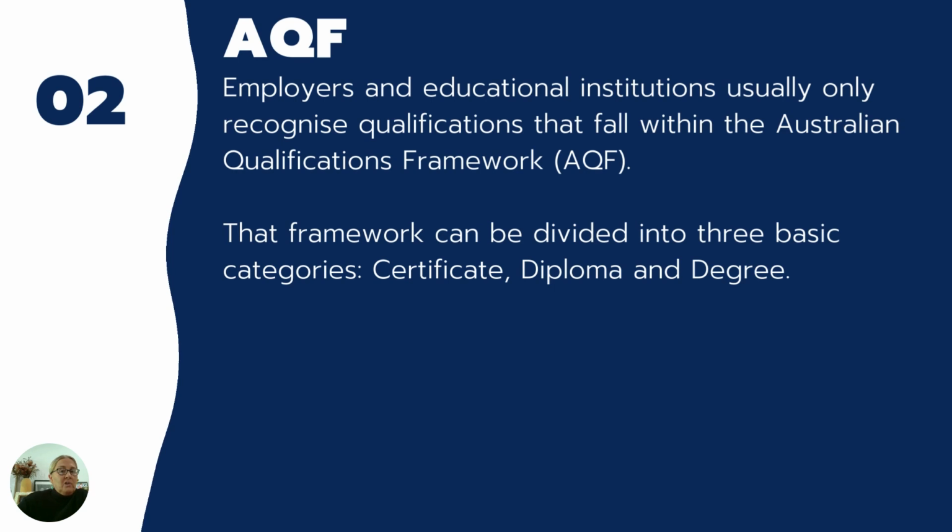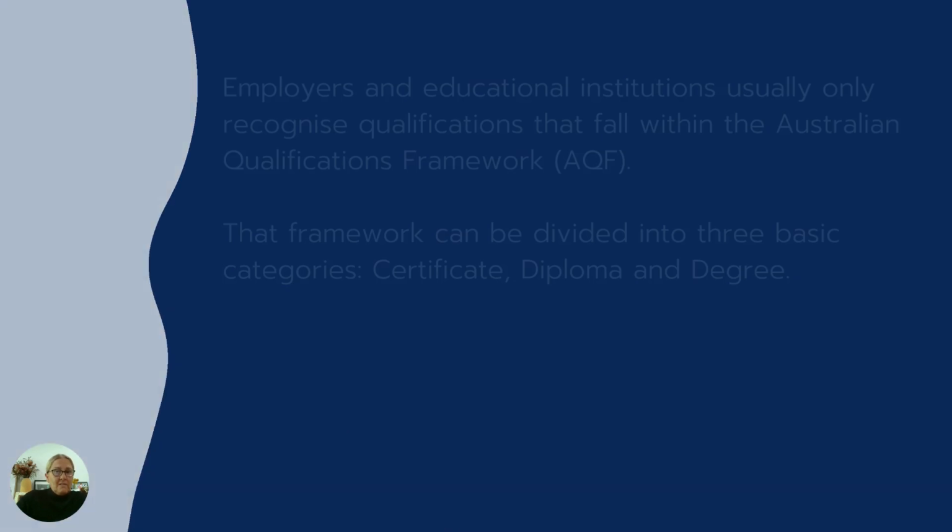Basically, employers and educational institutions will only recognise qualifications that fall within that framework, which is a really good thing because it gives you the confidence to know that if it is an AQF qualification, it will be recognised nationally. So the framework can then be divided into three basic categories: certificates, diplomas and degrees.